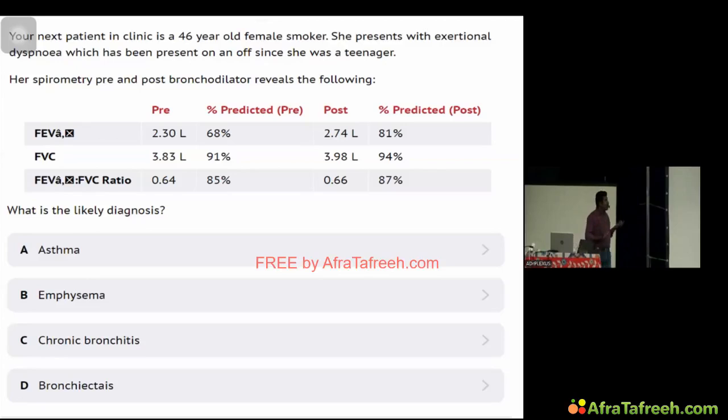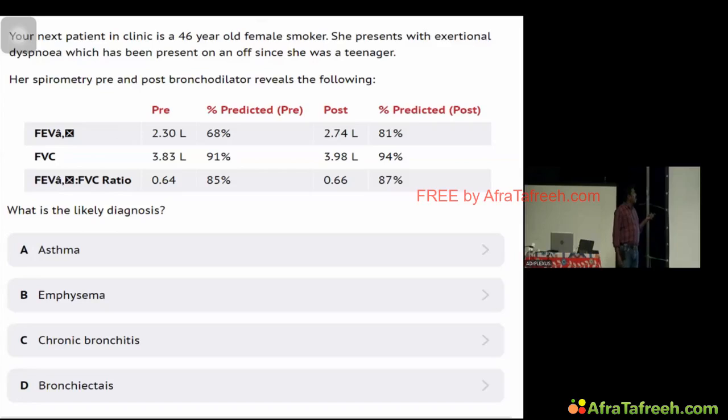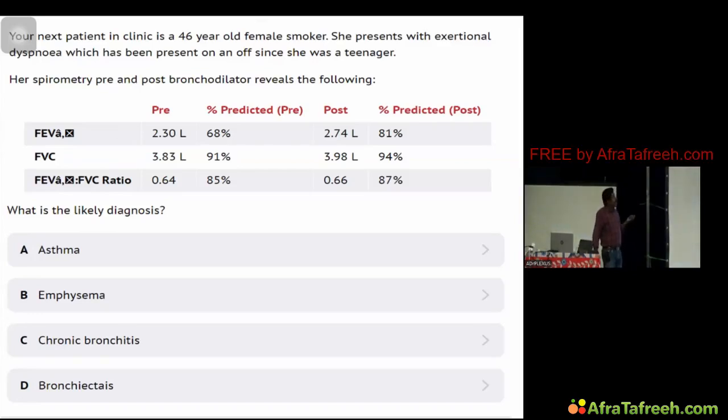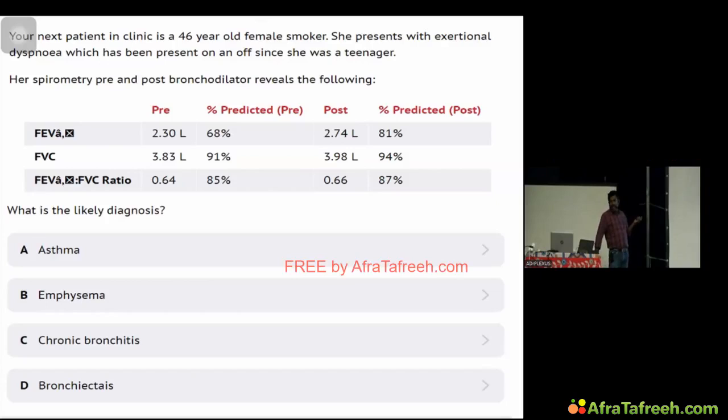If the same question had given FEV1/FVC ratio post bronchodilator as increased, it would be asthma. And one more justification I can give for asthma here is FEV1. FEV1 alone has improved drastically here, by more than 12%. So again, asthma can be used as an option here. Since smoker is the option, I am going for emphysema. If smoker is not given here, then I will go more towards asthma.